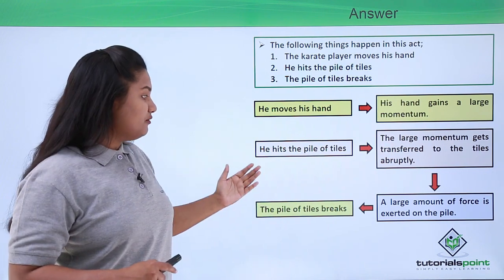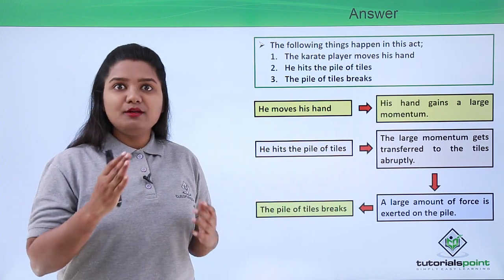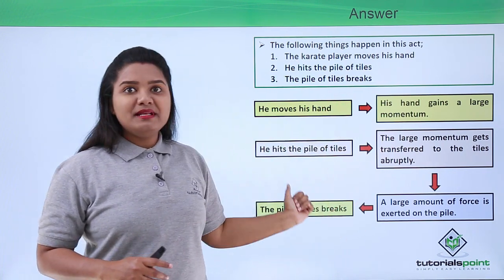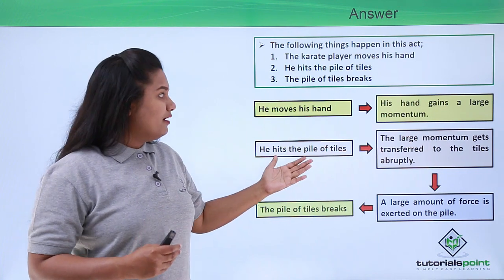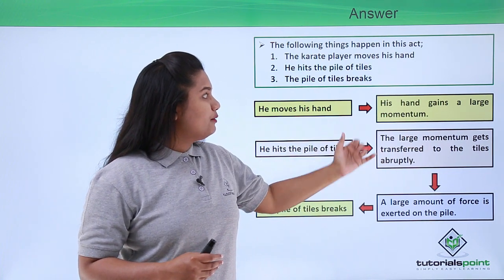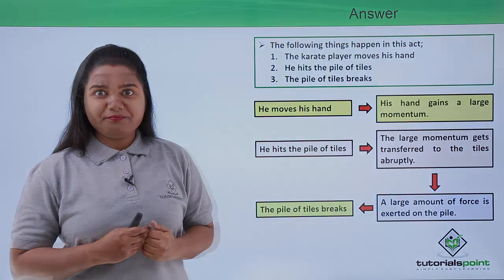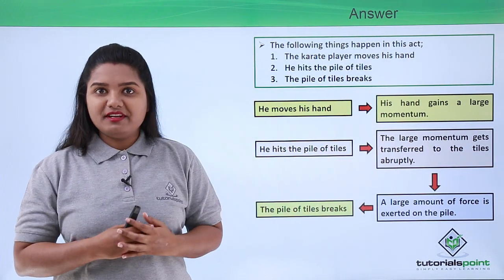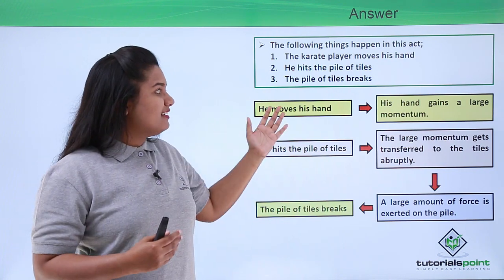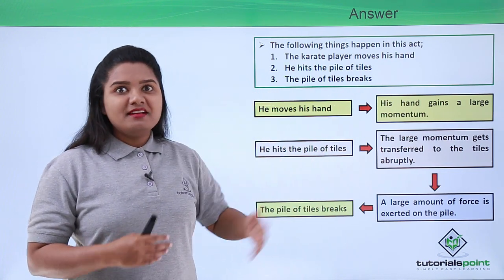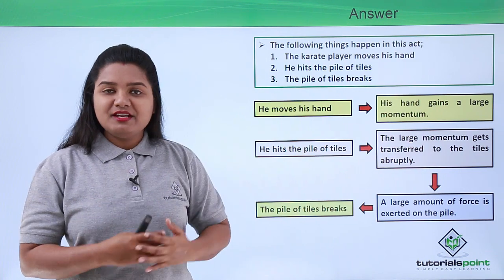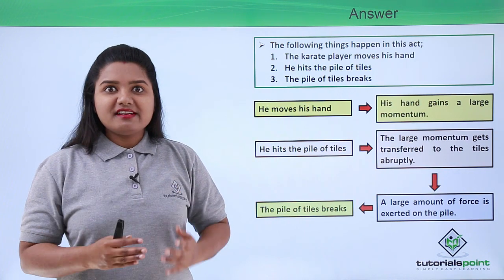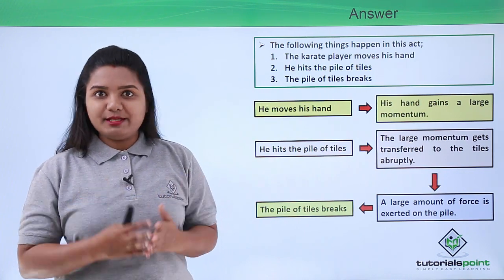So the whole pile of tiles breaks with a single blow of the karate player, and this is the mystery behind it. This is the answer to the question that we have posed. So this is the secret behind the mystery that we have seen before, and we can conclude that this is simply a momentum game that has been played throughout the act, which leads to the breakage of the whole pile of tiles with just a single blow of the hand of a karate player.